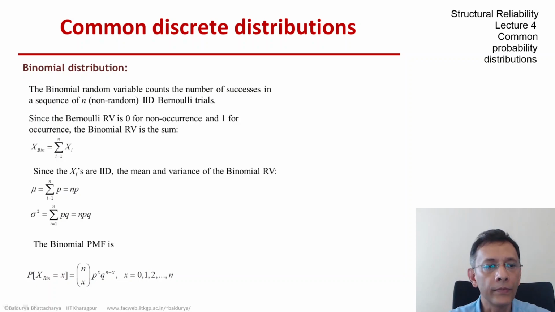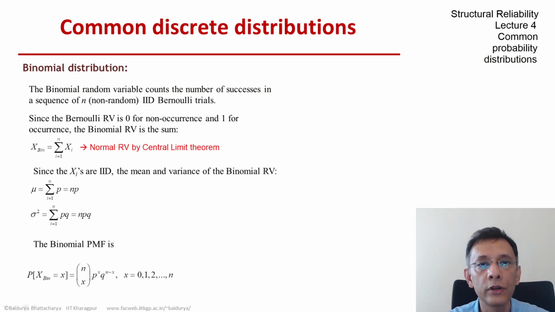Now we know that the limiting form of the binomial distribution is the normal distribution. There are ways of proving that, but if you just look at this basic definition of the binomial as the sum of n independent Bernoulli trials, then you can invoke the central limit theorem, and for a reasonably large value of n, the binomial must approach the normal distribution by the central limit theorem.